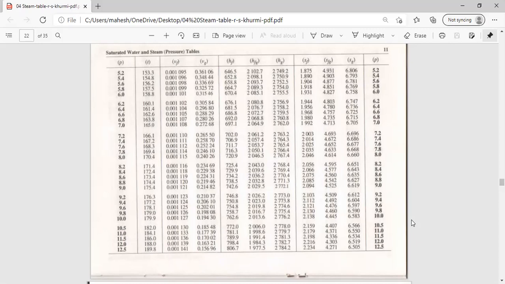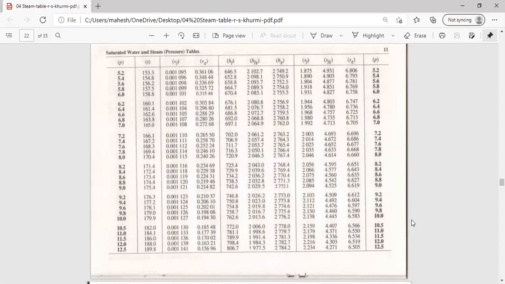If you are asked to find the specific volume of liquid at 10 bar, look at the value of vf. Okay, so vf at 10 bar is 0.001127 meter cube per kg. Right? If you are asked to find the specific volume of dry saturated steam at 10 bar, look for the vg value. So the vg value is 0.19430 meter cube per kg. Okay, this way we can find the specific volume of saturated liquid as well as dry saturated steam directly from the steam table.